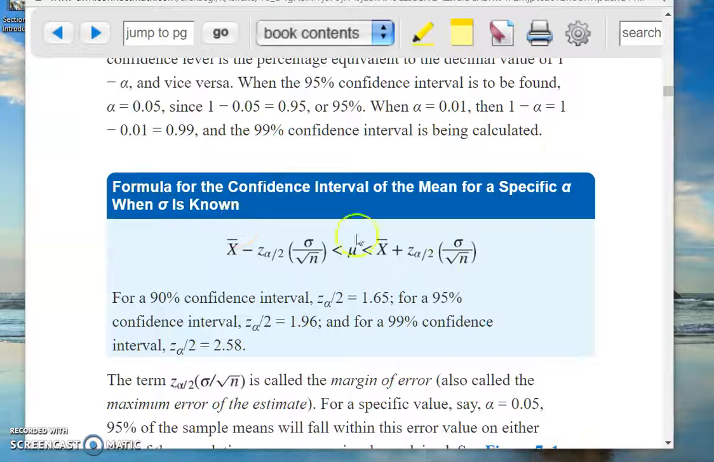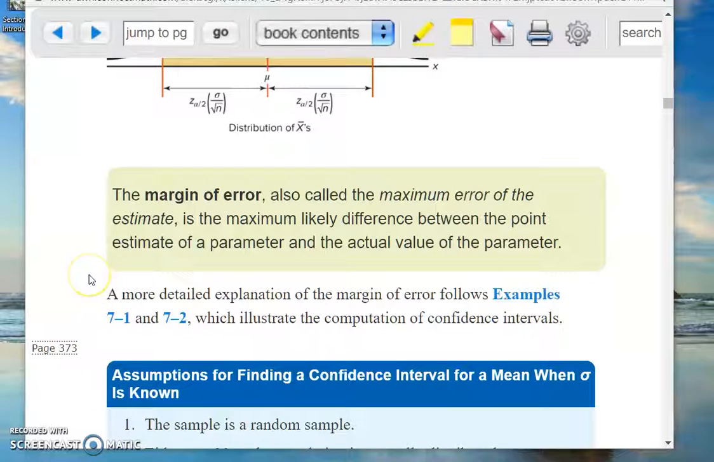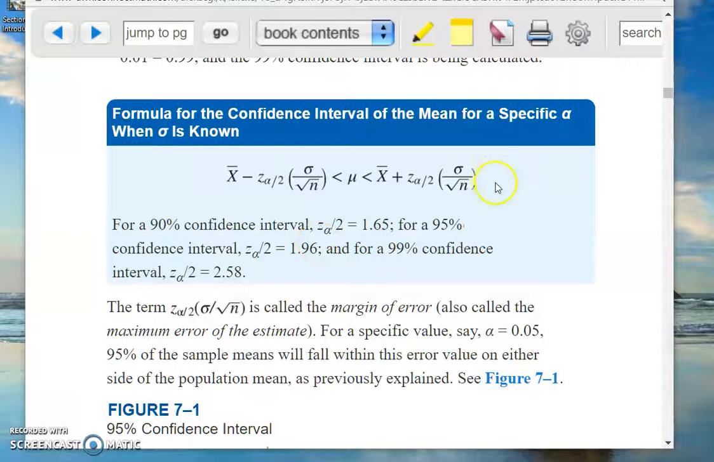Okay, so I agree that this formula is very formidable. It looks bad, but once you use it a few times, I promise it will not be as bad as it looks. Now this margin of error. The margin of error is the maximum likely difference between the point estimate and the actual value of the parameter. So it's kind of a funny definition. So the margin of error is this right here: this z value multiplied times this standard error. And don't blame me for this language. That's just the way they call it.